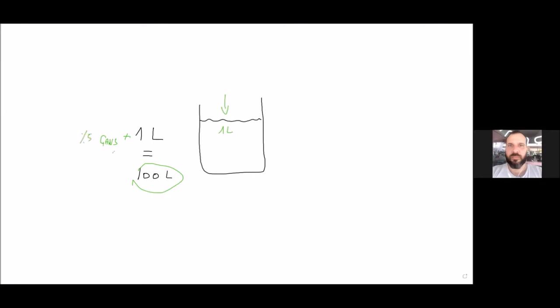So, is it 5% of 1 liter? You add 5% from 1 liter of GANs. So you are adding 1 liter of plasma water, and in this 1 liter there is 5% of GANs.